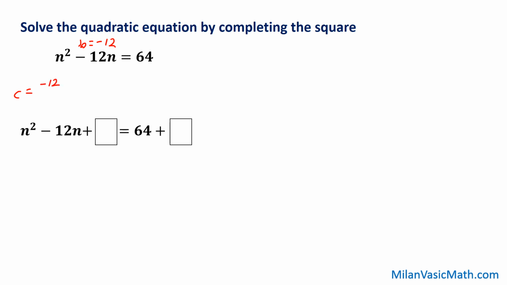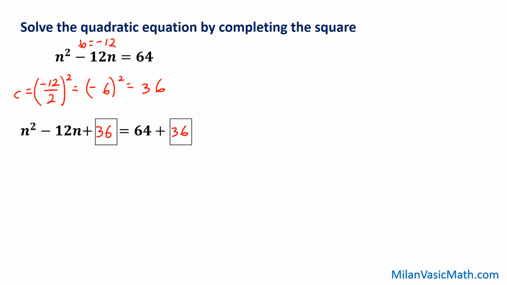I take half of the 12, and then I have to square it. Now this step's not necessary if you can do it mentally. I'll just write it here so you can see the steps. So 36 is the number that will make the left side a perfect square trinomial. So I'm going to add 36 to the left side. But in terms of keeping a balance, because I have an equation here, I also have to add 36 to the right side. Okay, now factor the left side and combine, simplify the right side.